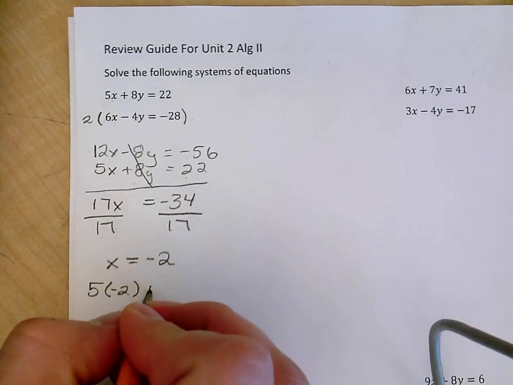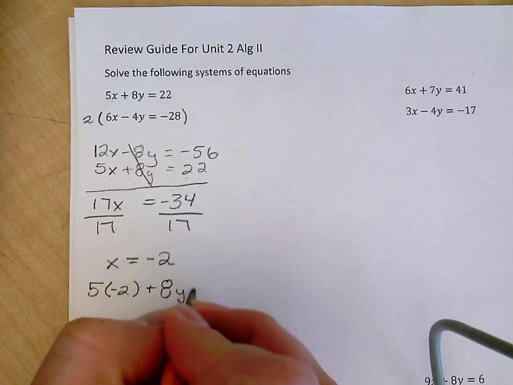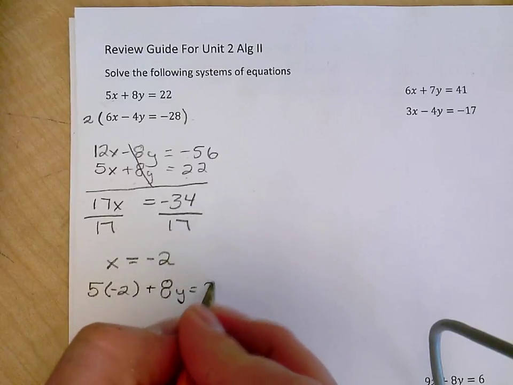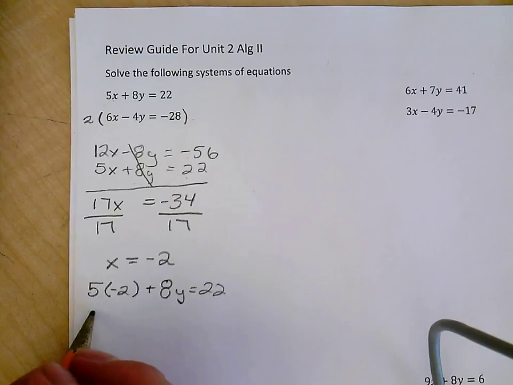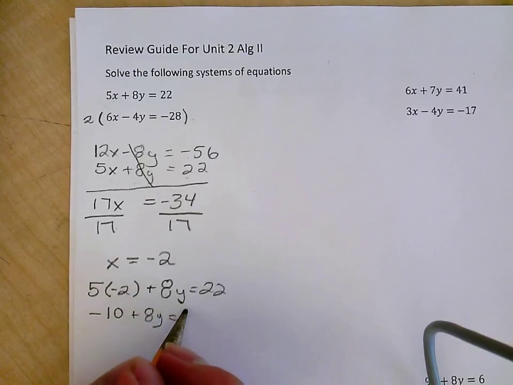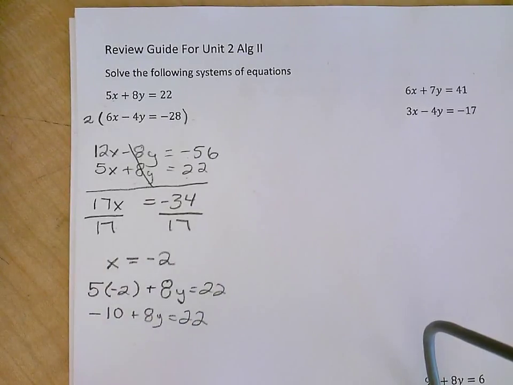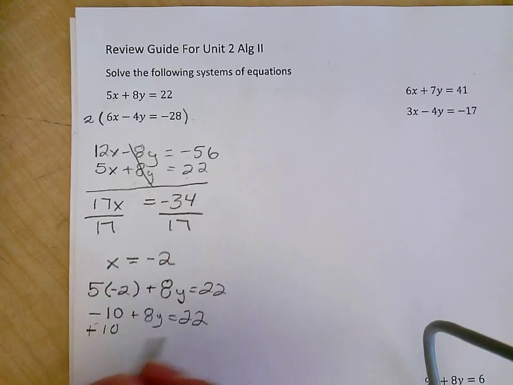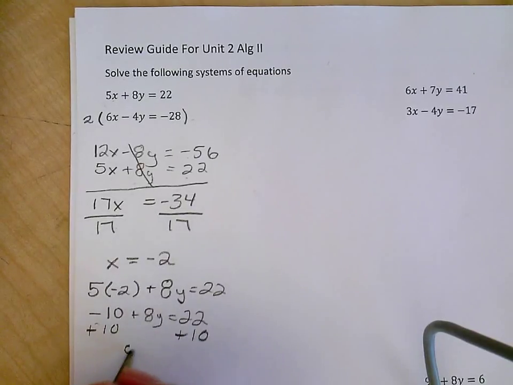What this does is it eliminates the x for me already. So that gives me 22. When I do that, this gives me negative 10 plus 8y equals 22. Now my next step is to try to get this y by itself. So what we're going to do is a multi-step equation, or actually it's a two-step. First, you're going to get rid of anything that is not connected to the y. So this 10 right here, I'm going to get rid of it by adding 10 to both sides. That gives me 8y equals 32.